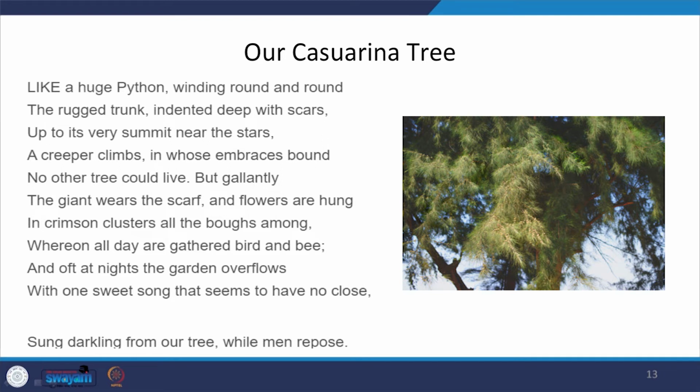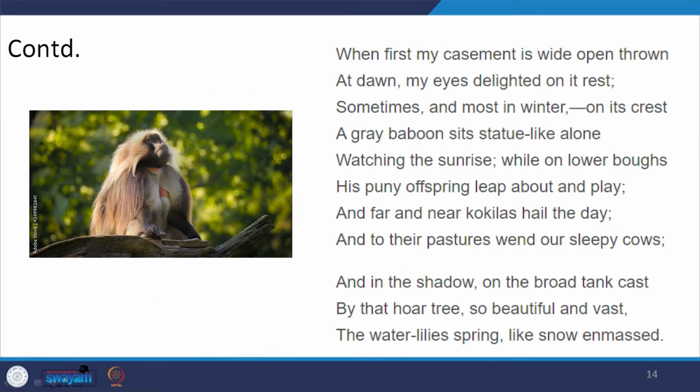Now see, the first stanza simply talks about the tree, the structural, the objective tree. But as we move to the second stanza, we can find how Toru unfolds her own memory. Fine? When first my casement is wide open thrown, at dawn my eyes delighted on it rest.